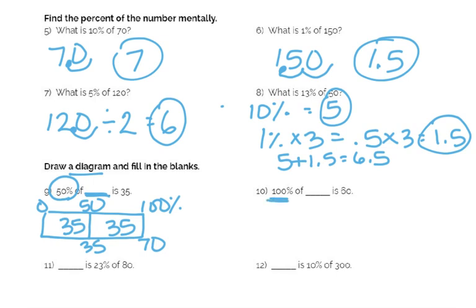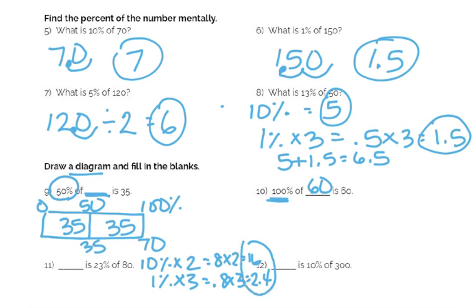100% of a number, you don't really have to show any work for that. 100% of 60 is 60. It's just the whole thing. All right, then 23% of 80. So we'll find 10% times 2, and then we'll find 1% times 3, we'll add those together. So 10% is 8, and 8 times 2 is 16. 1% is 0.8, and 0.8 times 3 is 2.4. So when I add those both together, I get 18.4.